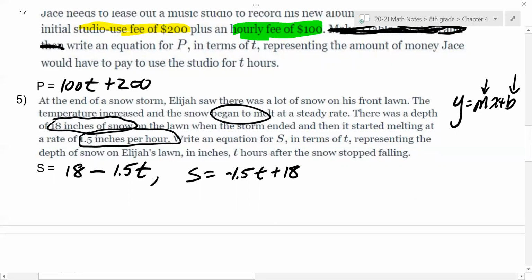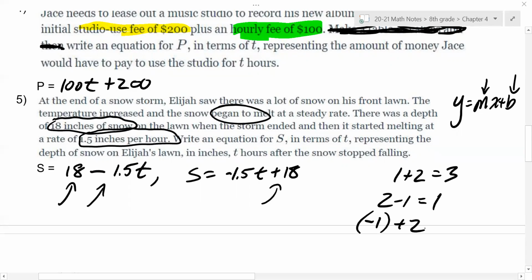And the reason I'm able to change that is because this is a positive 18, hence the plus 18. And whenever you have a subtraction of something, it's called the additive inverse. You can just add the opposite, the same way that 1 plus 2 is equal to 3. But let's do 2 minus 1 is equal to 1. But if I switch these around, negative 1 plus 2 is equal to 1 as well. That's the reason that we're able to switch these around.